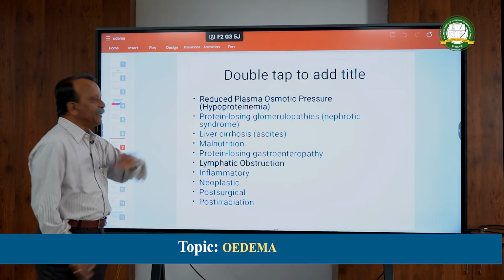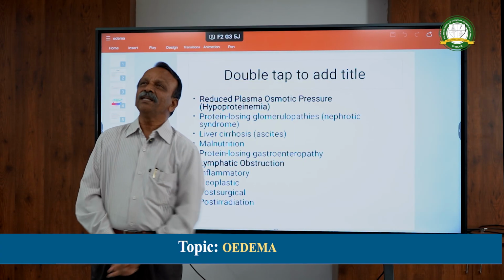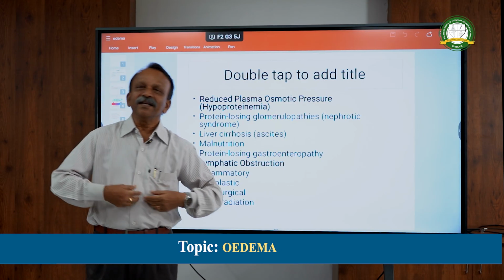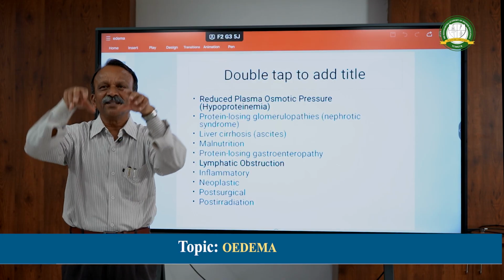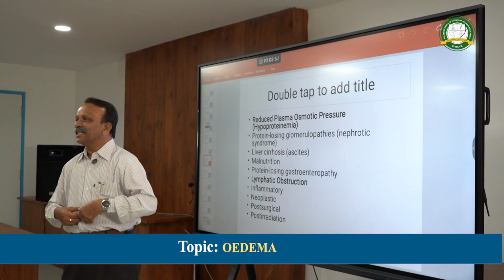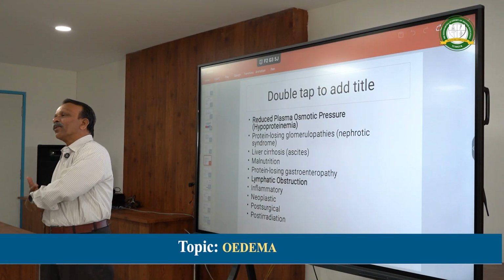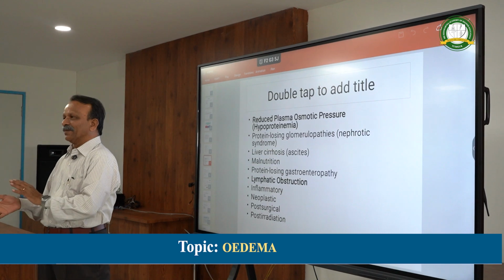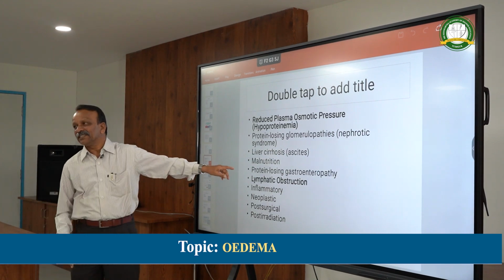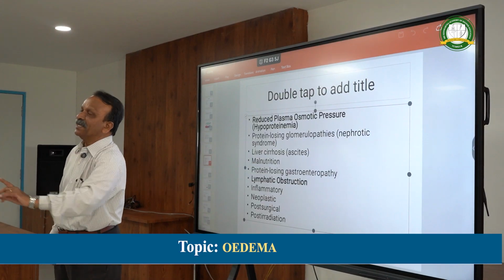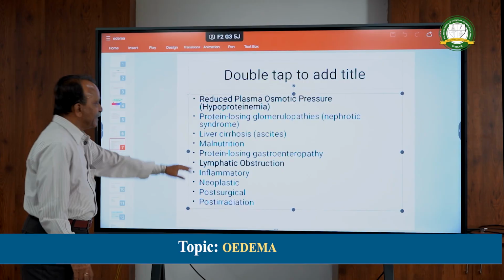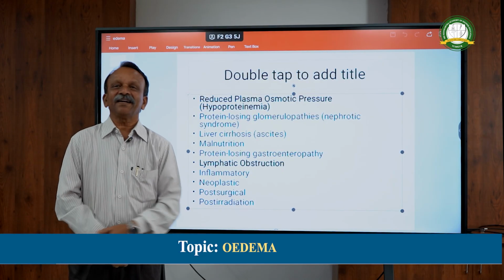That is one. Then there is one condition called protein losing enteropathy. Here, continuously there will be loss of protein, whatever the amount of protein that you supply to the patient, but still in this condition, the protein is lost through the stools. So thus resulting in the decrease in the protein, thus resulting in a decrease in the colloid osmotic pressure, resulting in the edema.